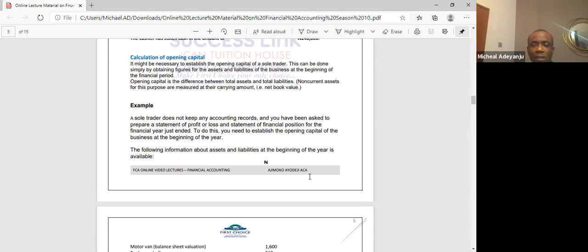So, calculation of opening capital. It might be necessary to establish the opening capital of a sole trader. This can be done simply by obtaining figures for the assets and liabilities of the business at the beginning of the financial period. The opening capital is the difference between total assets and total liabilities. Non-current assets for this purpose are measured at their carrying amount.